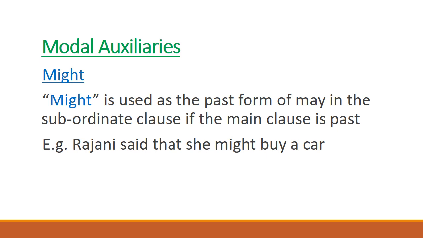Might. Might is used as the past form of may in the subordinate clause if the main clause is past. See this example. Rajani said that she might buy a car. Here, the main clause is past in this sentence. So might is used as the past form of may in the subordinate clause of this sentence. Rajani said that she might buy a car. Why might is used? Here the main clause is past.